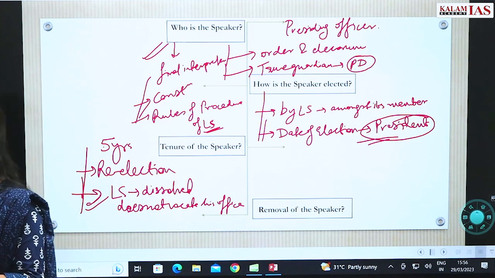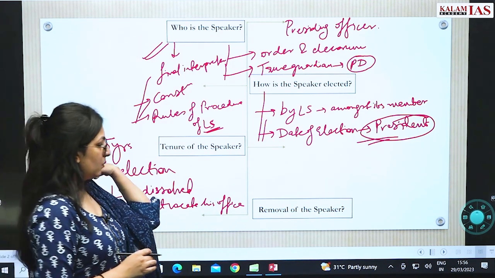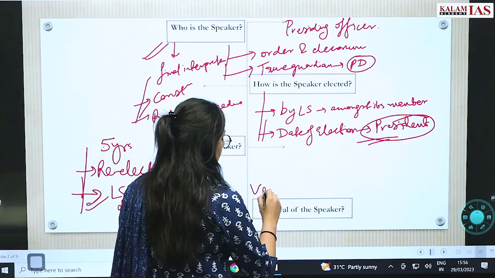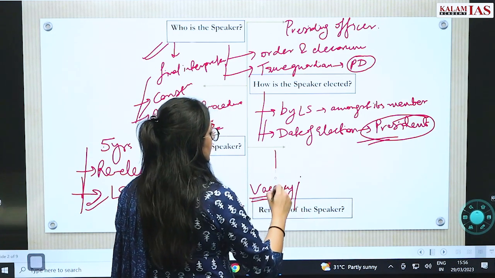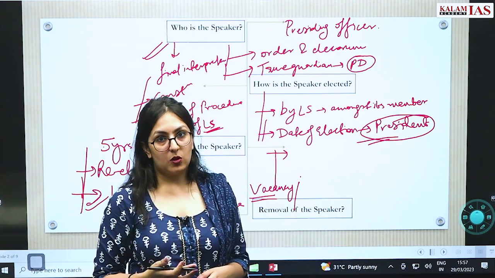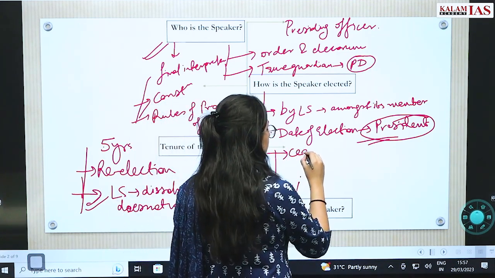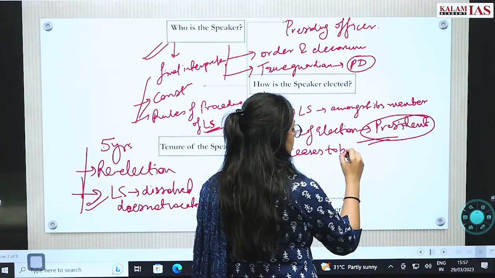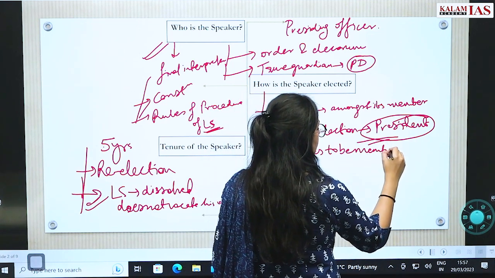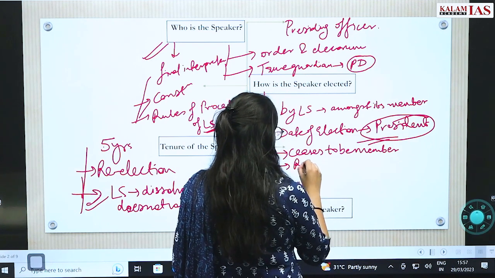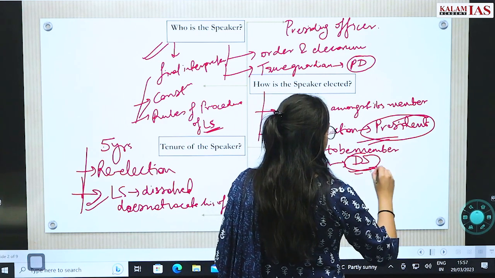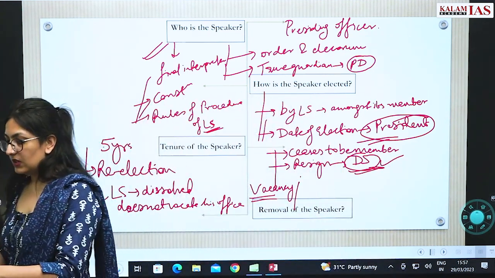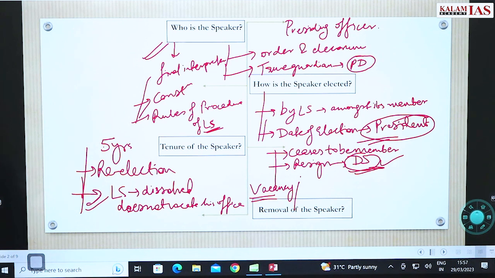Then we have the removal and the vacancy. Now, what are the cases in which there can be a vacancy in his office? First one is when he ceases to be the member of the Lok Sabha. Okay, then the seat will be vacant. Second one is when he resigns by writing to the Deputy Speaker. Okay, not the President.